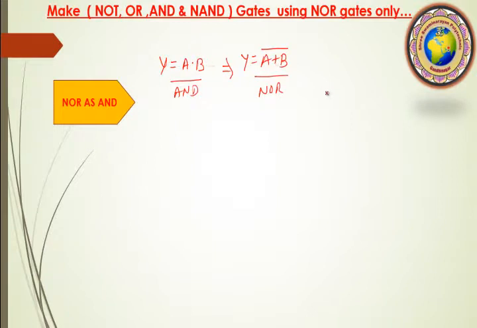In the same way, here I require De Morgan's law to convert the plus form to the dot product. So this is our De Morgan's law: (A plus B) bar is equivalent to A bar dot B bar. So here I have (A plus B) bar.